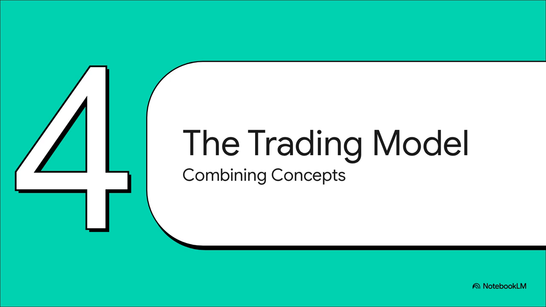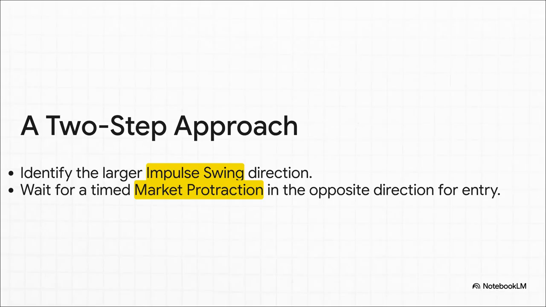All right, so we have these two really powerful ideas, right? The big picture direction from the impulse swings and these precisely timed manipulative moves called market protraction. Now, let's put it all together and see how it forms a complete trading model. The strategy actually becomes pretty simple and honestly quite elegant. Step one is just to figure out the market's real direction using that larger impulse swing. Are we fundamentally moving up or down? Then, step two, you don't chase it. You wait. You patiently wait for that time-based market protraction, that fake-out move in the opposite direction, and that becomes your signal to get in.